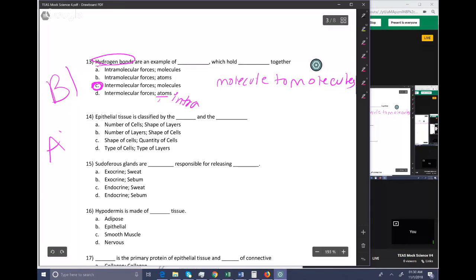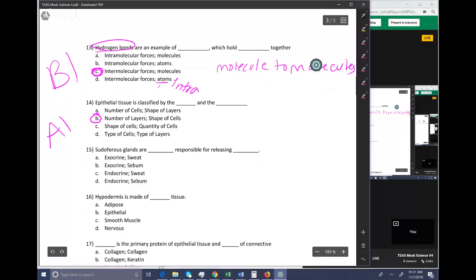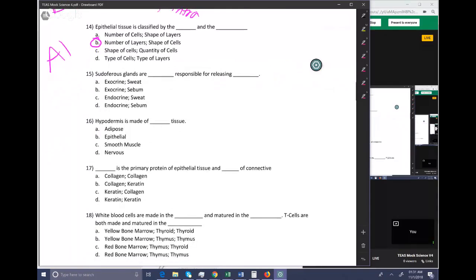Question 14 is from Anatomy 1. Epithelial tissue is classified by what two things? That is going to be choice B. The number of layers and the shape of the cells that are in the layer are the two things that allow us to name epithelial tissue more specifically.